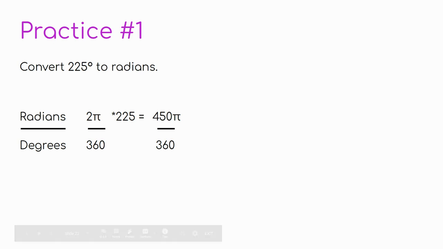450 pi divided by 360. We want to reduce that. So we got to say, what is the greatest common factor between 450 and 360? I believe it's 90. So 450 divided by 90 is 5. 360 divided by 90 is 4. So we've got 5 pi over 4. So 225 degrees is the same as 5 pi over 4 radians.